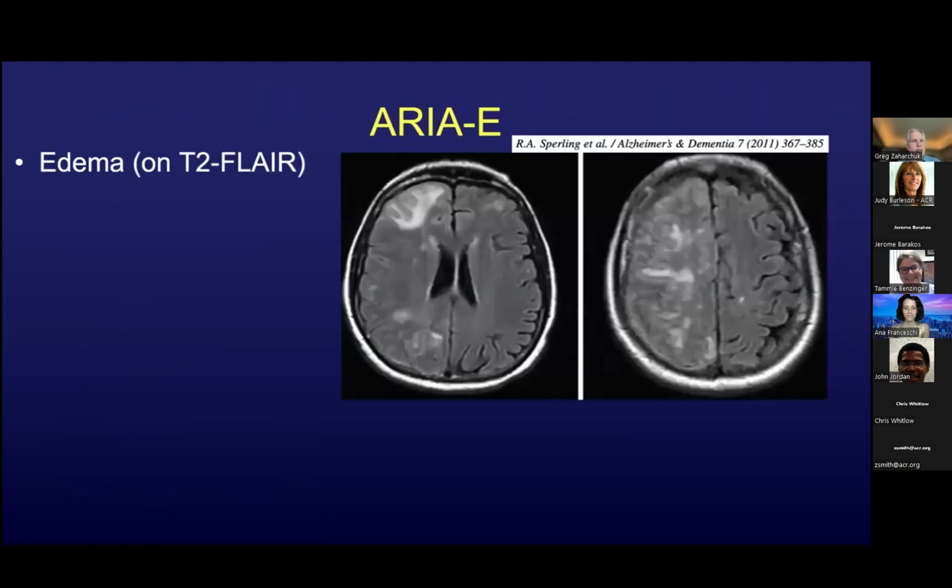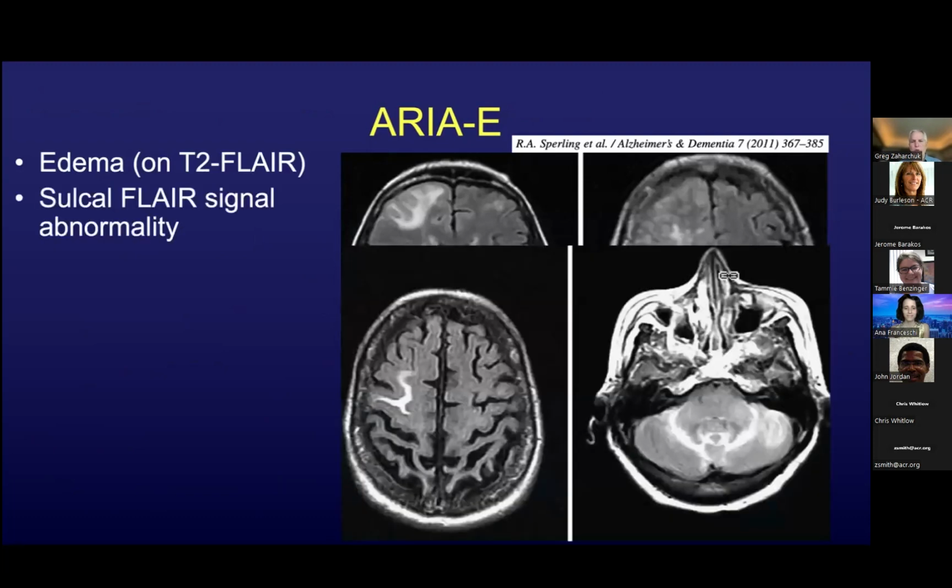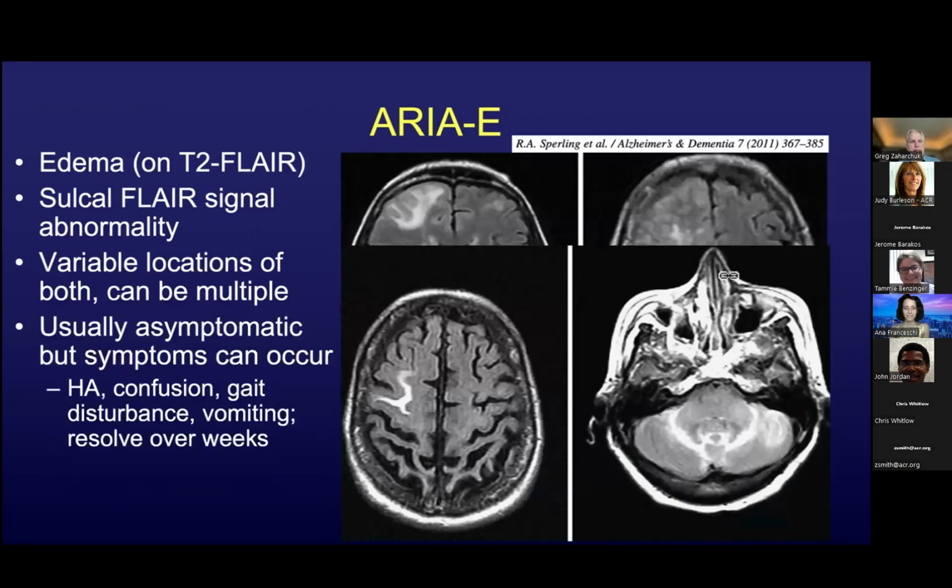So just to take a look at some of this and to describe it a little bit more fully, we're looking for edema on T2 FLAIR or sulcal FLAIR abnormality. It can be variable in location. It can be multiple. Interestingly, as we'll discuss, it's usually asymptomatic, but symptoms can occur, and these symptoms can be very nonspecific. These are symptoms that many people get, whether they're on drugs or not, in this age group. So headache, confusion, gait disturbance, vomiting, and this seems to resolve over weeks when the drug is removed from the system. FLAIR may require months, actually, to resolve.